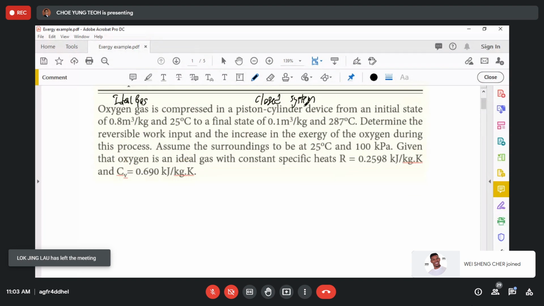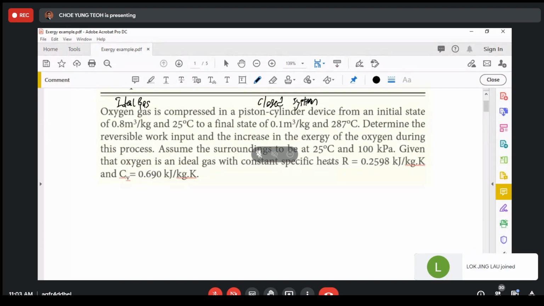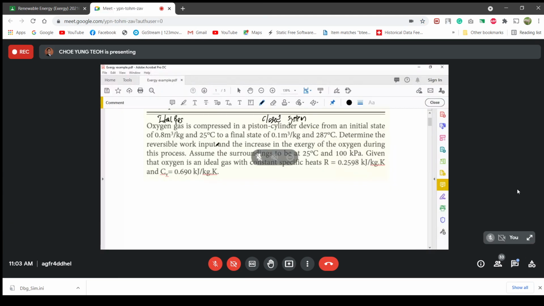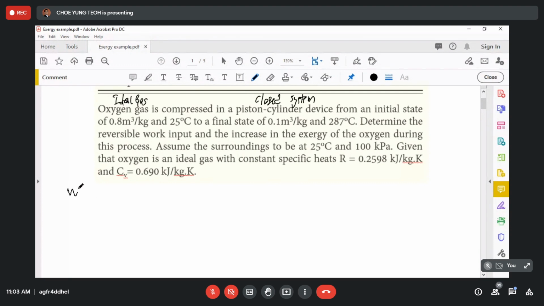So first, you need to write down the equation for the closed system. Okay, exergy of the closed system, because the question asks for the reversible work. So reversible work should be equivalent to the exergy change from state 1 to state 2. Okay, and then you also have to measure the increase in exergy. So same thing, phi1 minus phi2. Compare the exergy between 1 and 2.